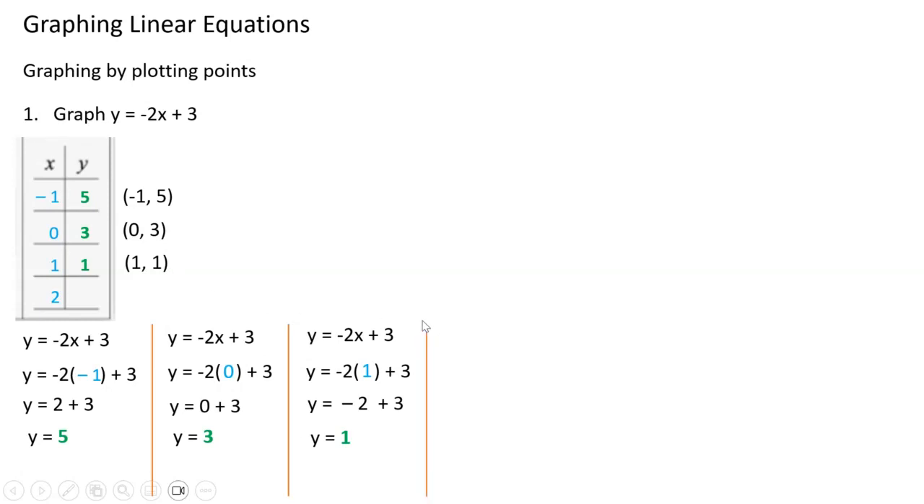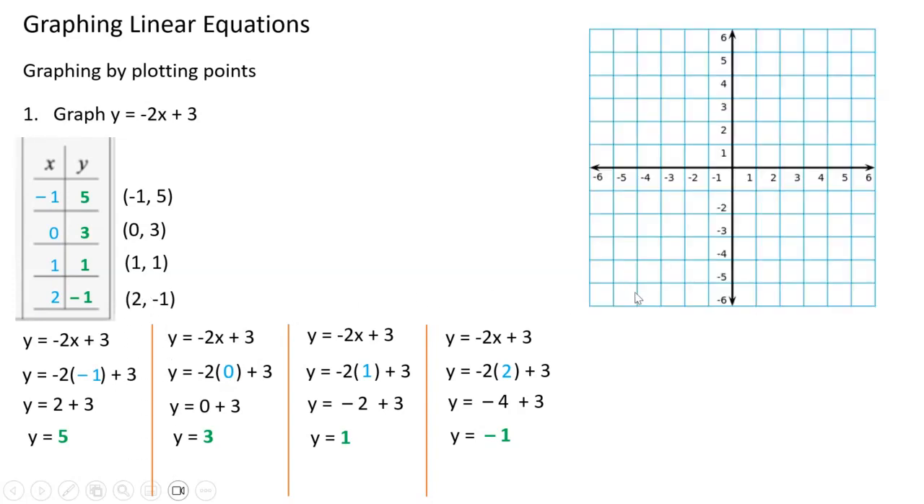And finally, when x equals 2, we're going to plug in 2 where the x goes. So it will give us negative 2 times 2 plus 3. And the result will give us negative 1. So when x is 2, y will be negative 1, and the ordered pair will be 2, negative 1. Now we're going to plot the points. So negative 1, 5. There's negative 1, 5. 0, 3. 1, 1. And 2, negative 1. And then we connect all those points. They should be on a straight line, which it is. Here's your line. So that's my graph.